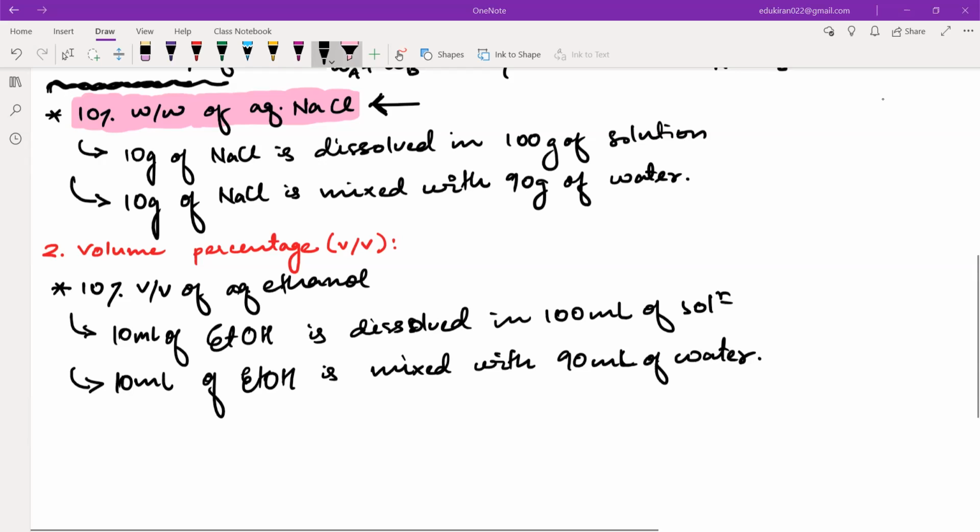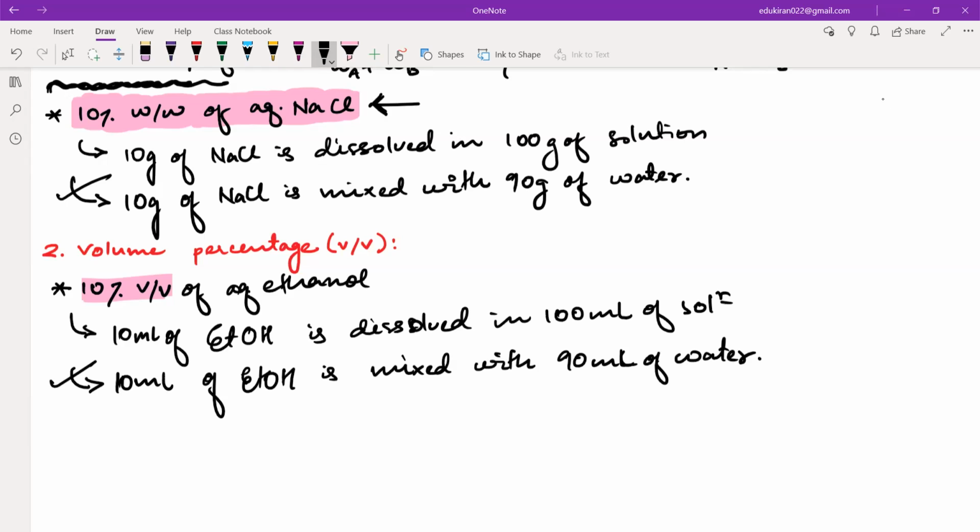Whenever you get this wording in a question, first translate it. I will always suggest that you translate this to the second statement, because the second statement is giving you a better picture. It is also giving you the mass or volume of the solution and the volume of each component. Here also in 10% W by W, the second statement is giving you a larger picture about the mass of solute and the mass of solvent. Is this clear? Yes or no? Please tell me.